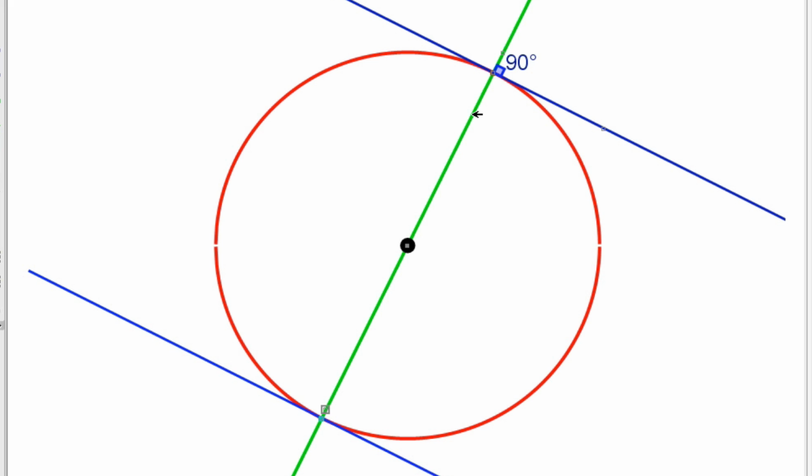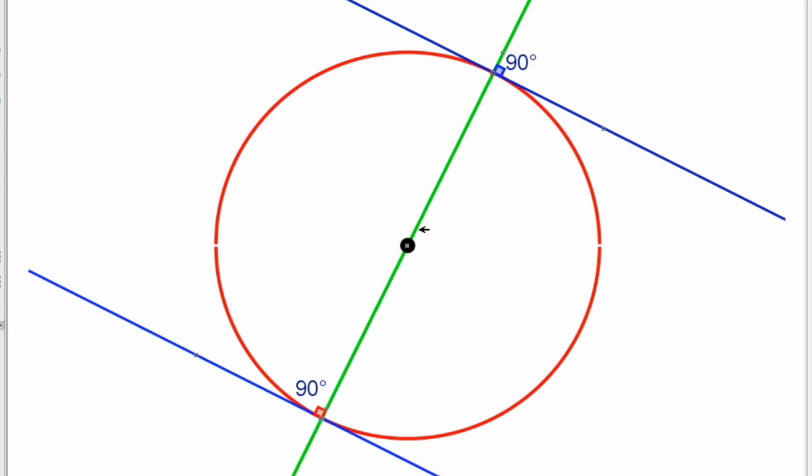The gradient of the green line is the negative reciprocal of the gradient of the blue line. And the exact same is true down here as well. Now, we know the name of the blue line. It's called a tangent. And a line at 90 degrees to a tangent is going to be given a name. It's going to be called the normal.